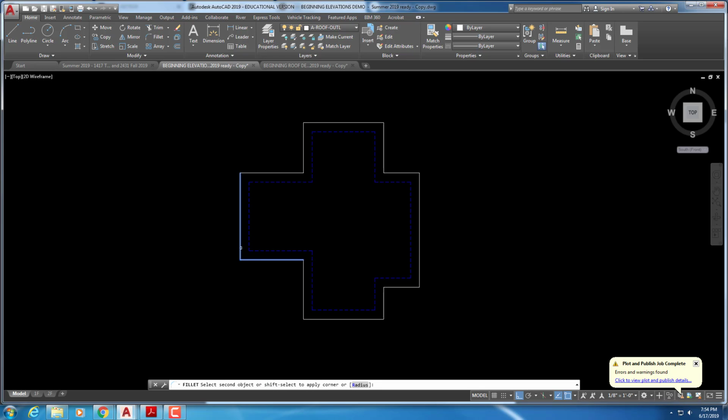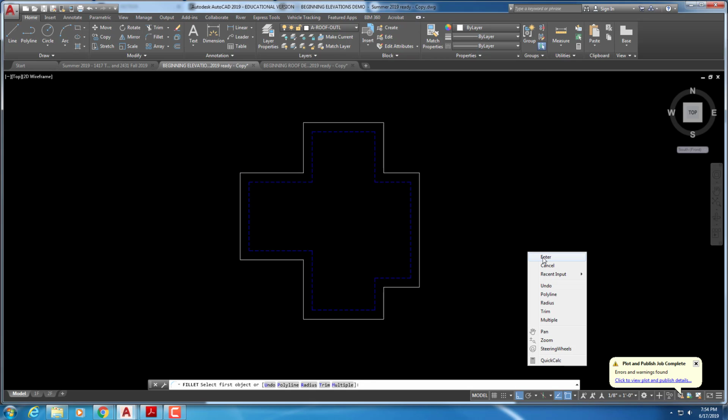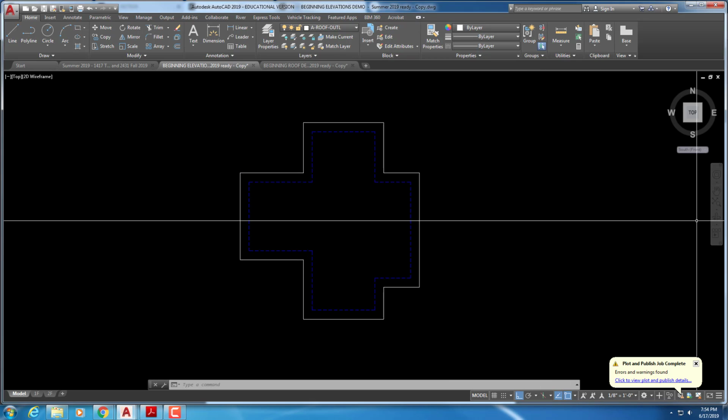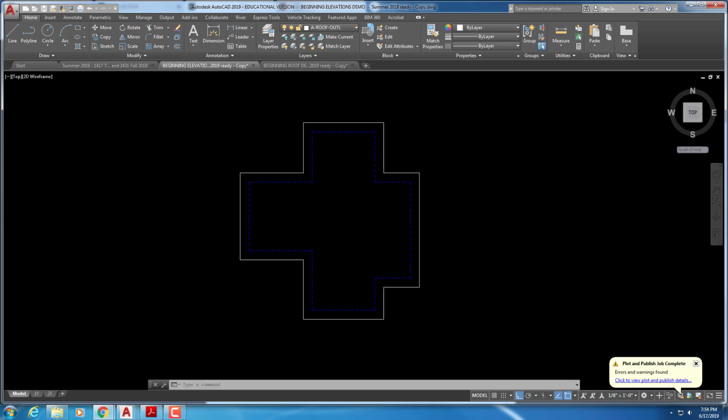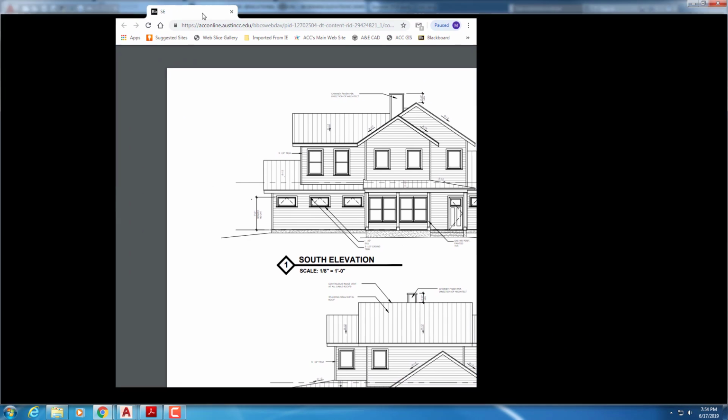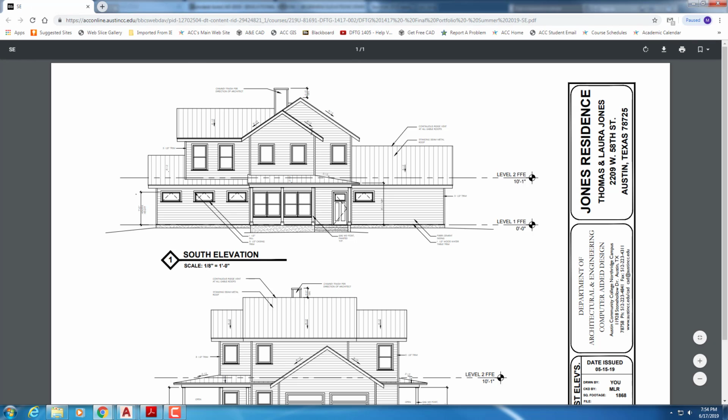So our particular plan has mostly gable roofs on it. There are a couple of hips, but mostly it's gables. So this is a gable, that's a gable, this is a gable, that's a gable, that's a gable. There's a hip down here at the porch on front and back, but most of these roofs are gable roofs.